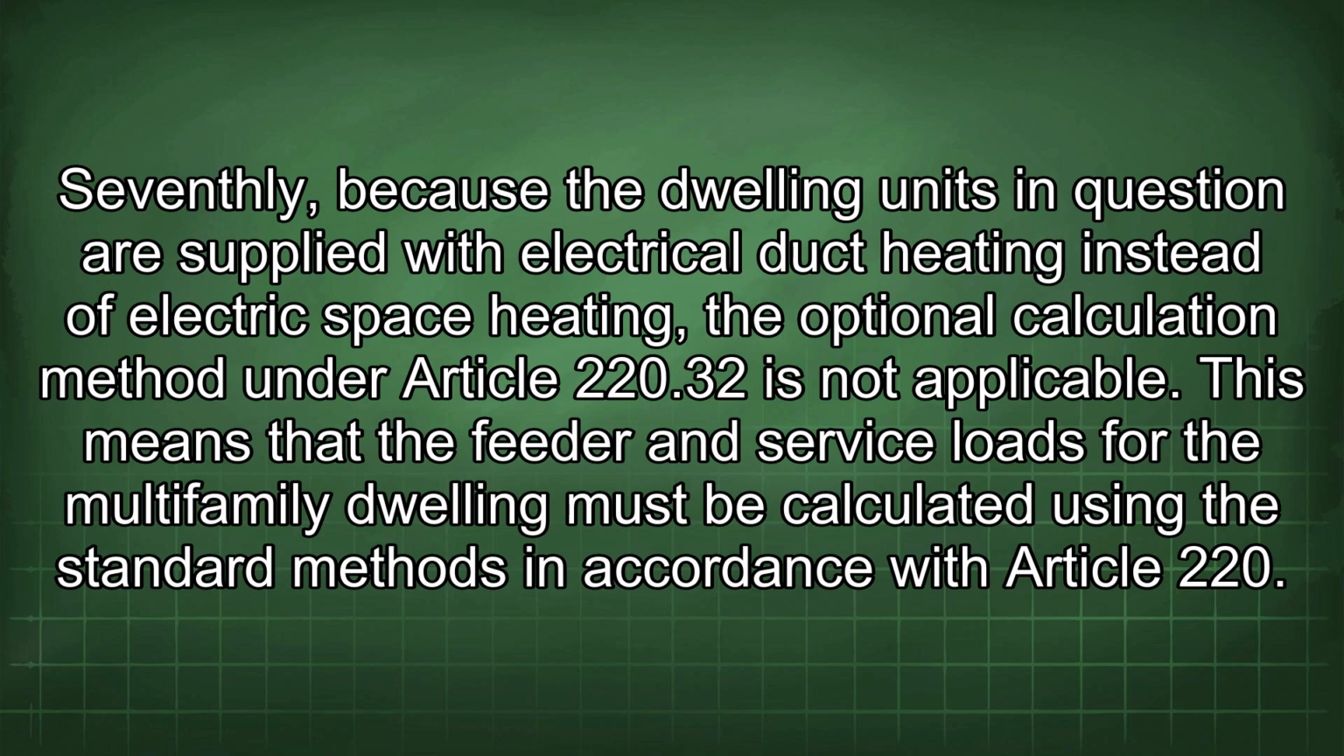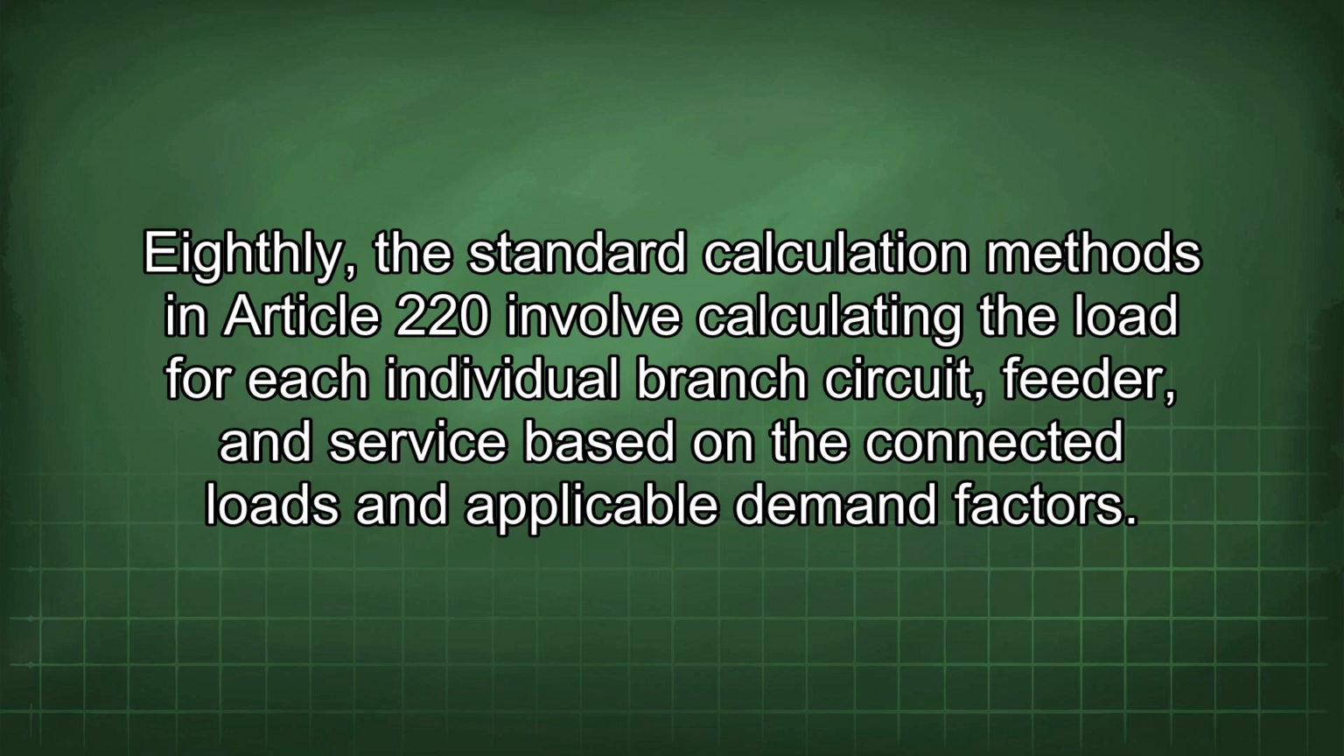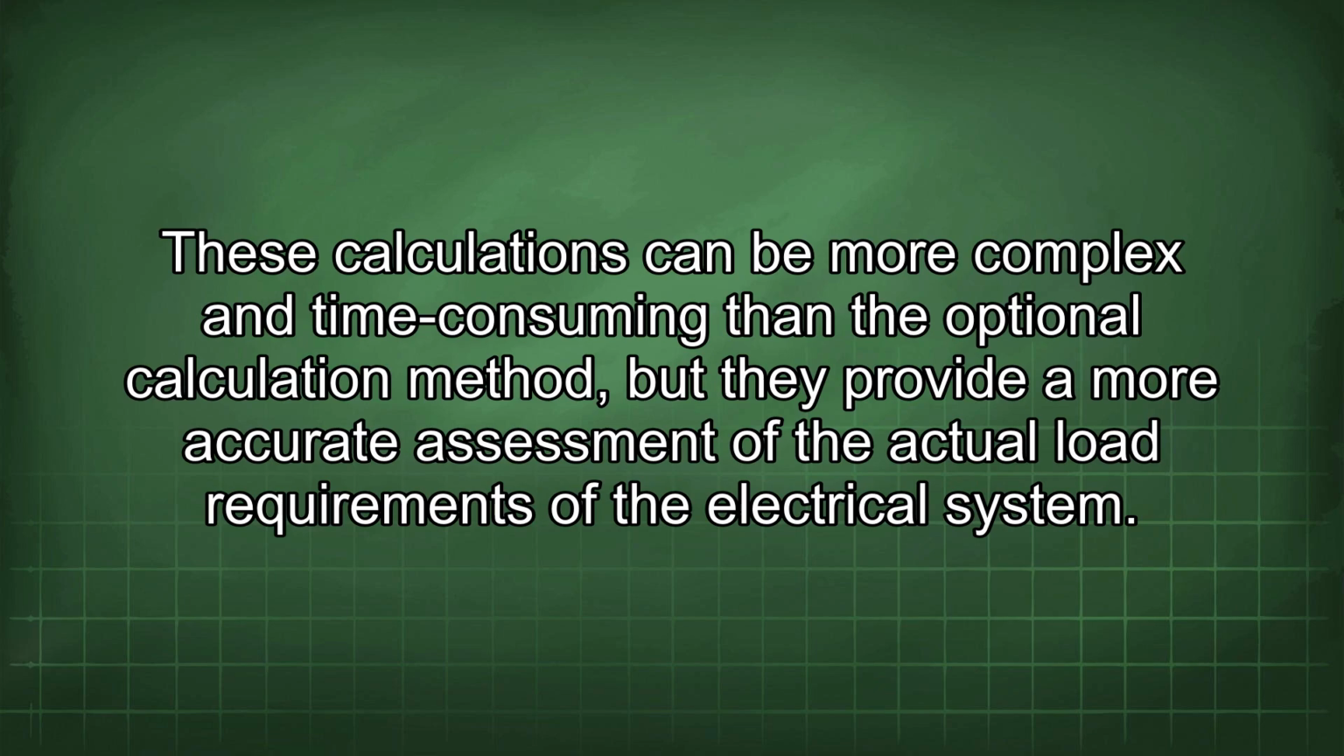accordance with Article 220. Eighthly, the standard calculation methods in Article 220 involve calculating the load for each individual branch circuit, feeder, and service based on the connected loads and applicable demand factors. These calculations can be more complex and time-consuming than the optional calculation method, but they provide a more accurate assessment of the actual load requirements of the electrical system.